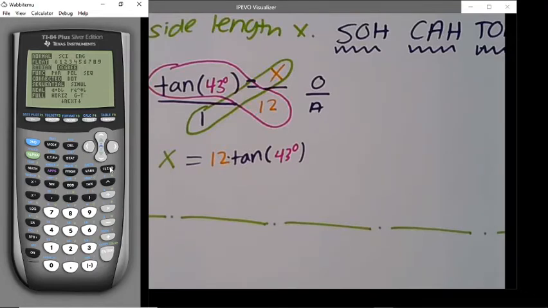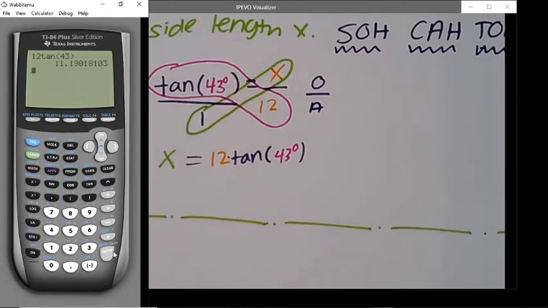Okay, I'm going to hit clear. Then I'm just going to type this into my calculator just like I see it. So I'm going to type 12. I'm not even going to hit multiply. You can, but you don't have to. I'm going to hit the tangent button, then 43. You don't have to use the degree symbol. I'll close my parenthesis, and then hit enter.